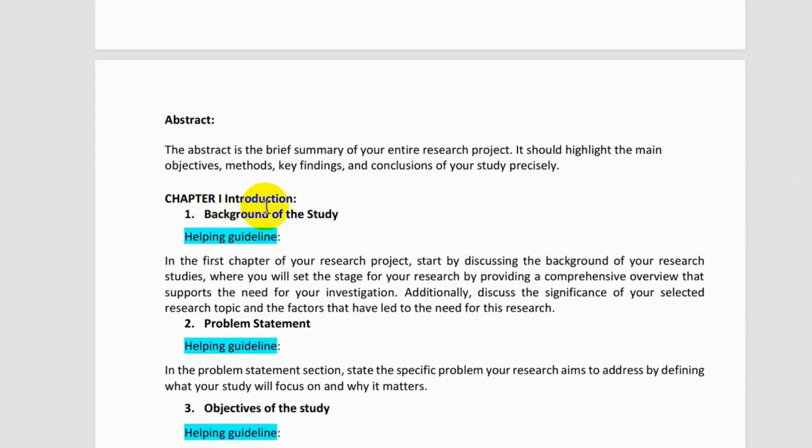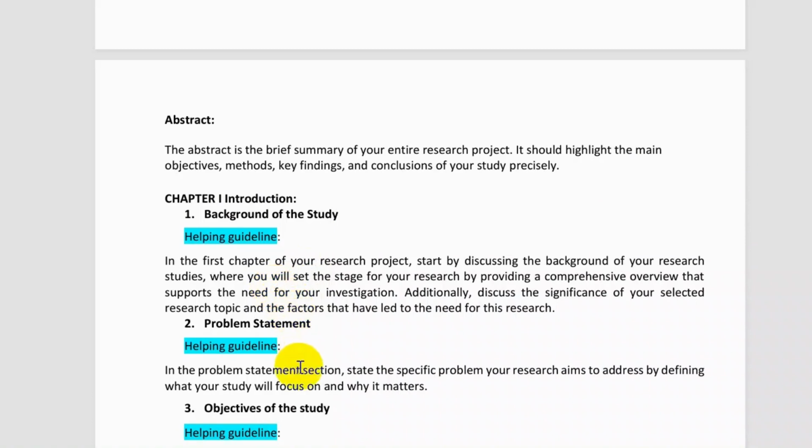This is where you need to set the stage for your research, in which the first part is the background of the study. Here you need to provide a comprehensive overview of your own research topic, in which you can explain why your chosen topic is very important and what factors have led you to investigate this specific topic that you have chosen for your research project, right?